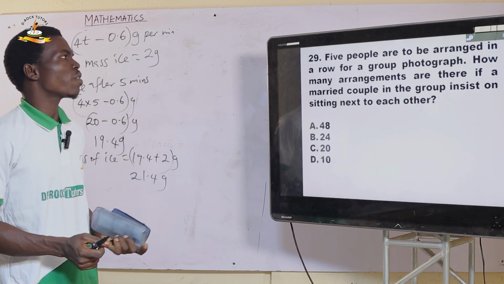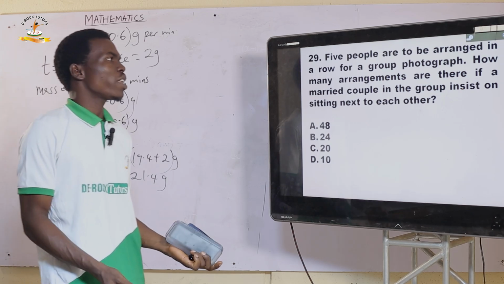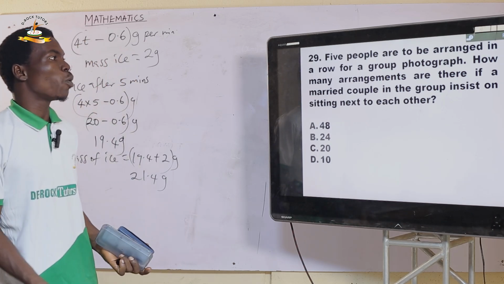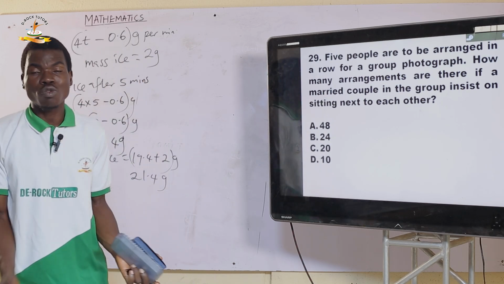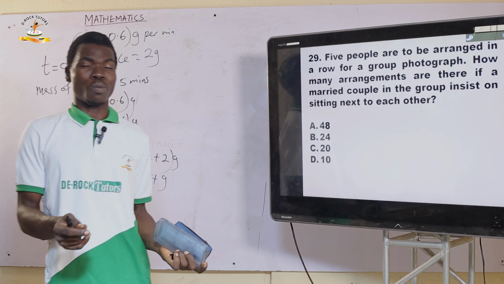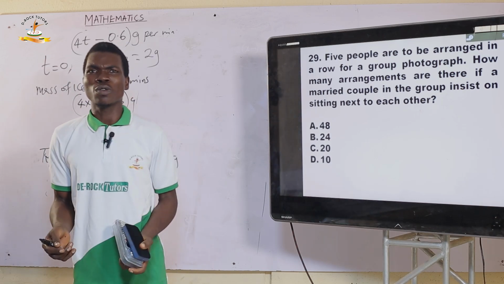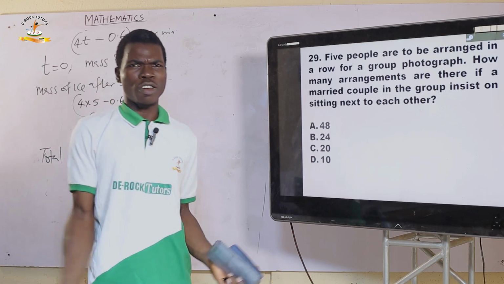And in our next question, you see 5 people are to be arranged in a row for a group photograph. How many arrangements are there if a married couple in the group insists on sitting next to each other? It's possible that you want to have some photograph and there is an arrangement to be made, but these 2 are insistent on sitting next to each other. How many arrangements does that mean?